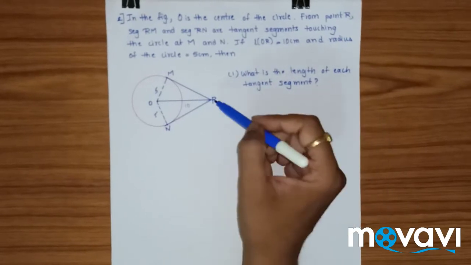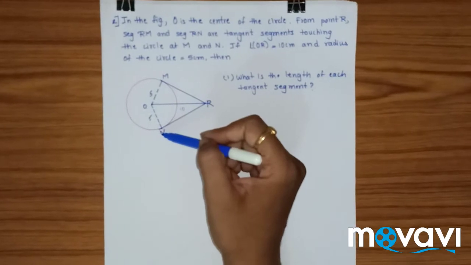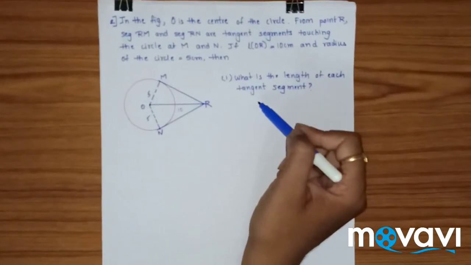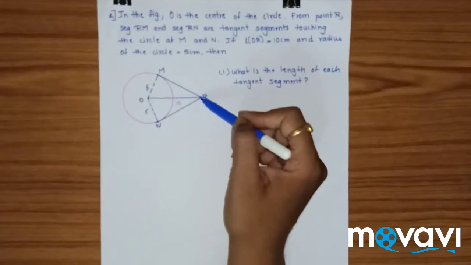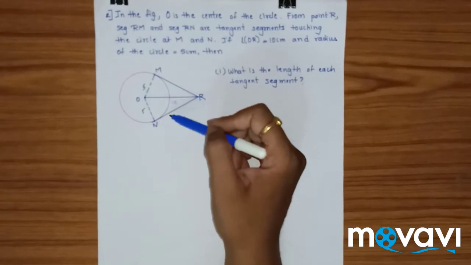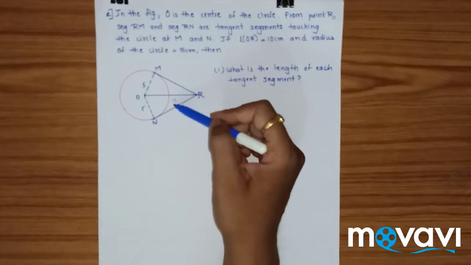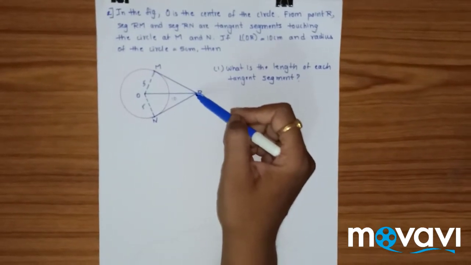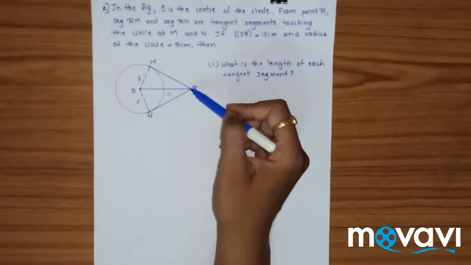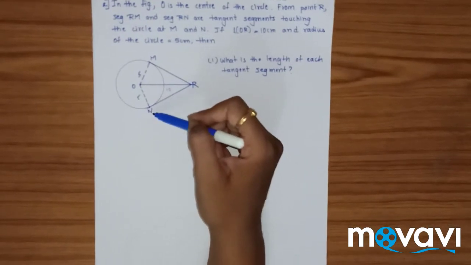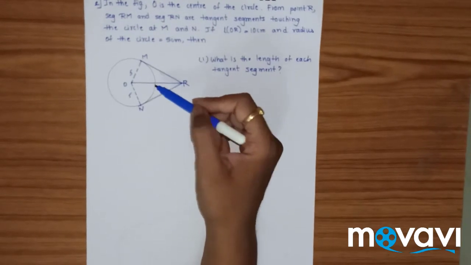Each tangent segment. So RM and RN, these are the tangents. You need to find their length. Now as you all know, from an outside point of a circle you get two tangents and they measure the same. This is the theorem we have seen, that tangents from a point outside the circle are congruent. It means that RM is equal to RN. So even if you find any one, you know the second one. Okay. How can we find?